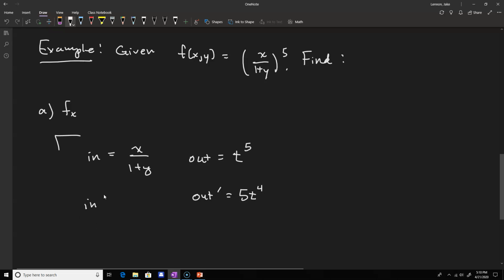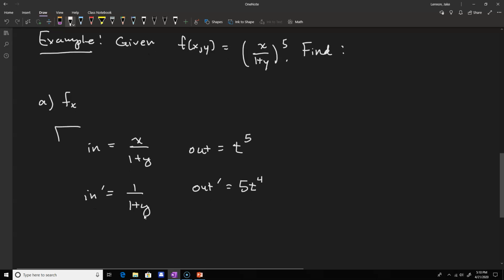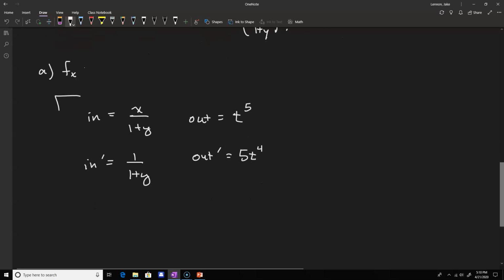The inside prime, we do have to remember that we're taking the derivative as a partial derivative with respect to x. So the only part concerning x is the numerator, and the derivative of x would just be 1. So the inside prime here is 1 over 1 plus y. Sometimes you can include the input-output if you want for f_x, so f_x of x, y. You could write it the same. Sometimes when we're abusing notation, we'll just write down f subscripted with x.